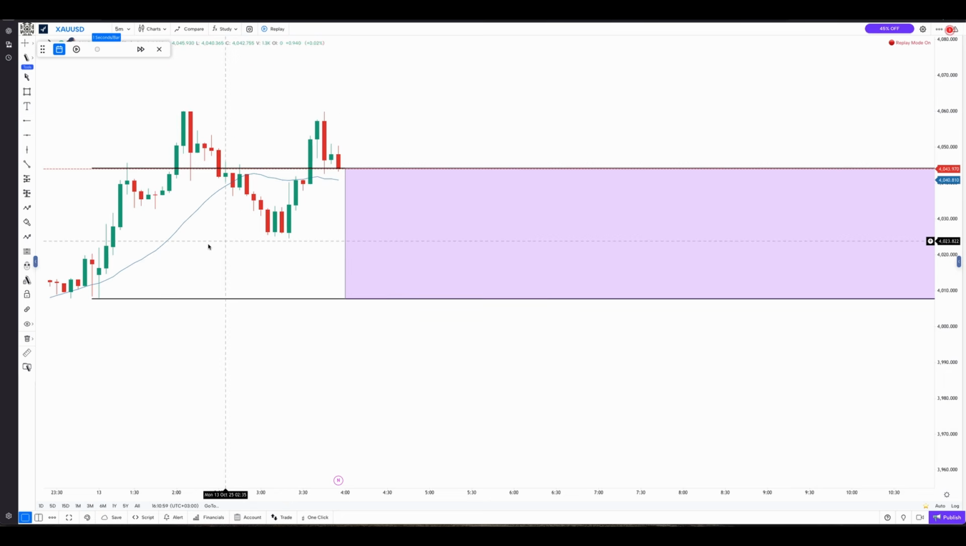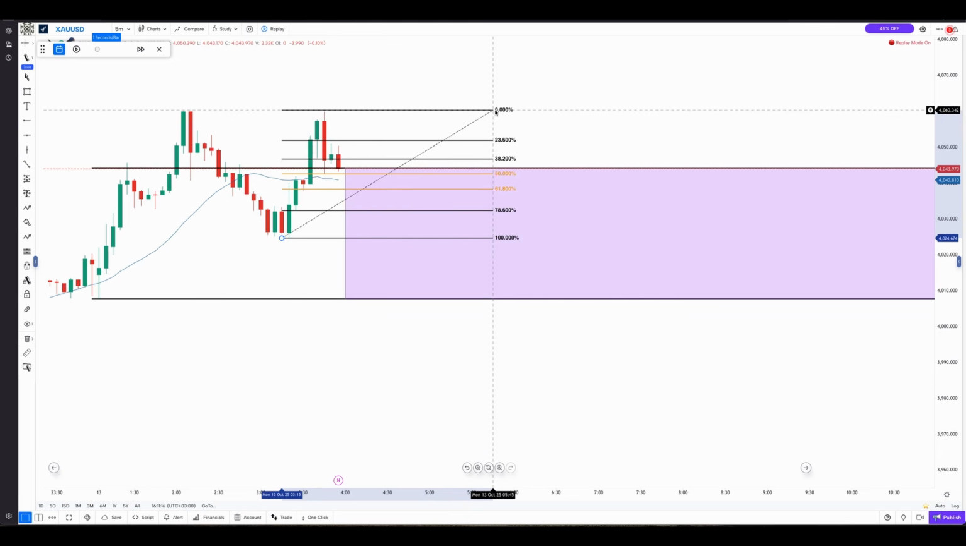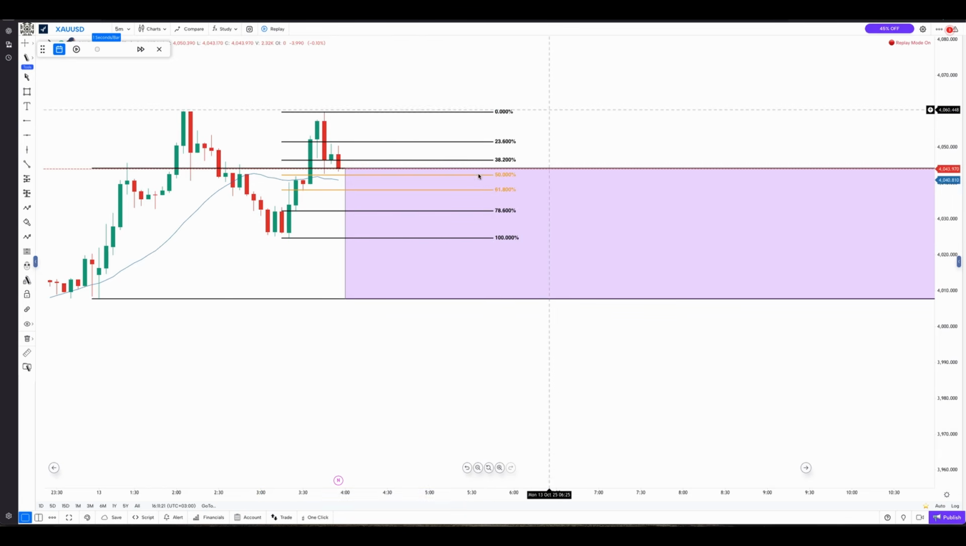Remember, in an uptrend, you draw from the most recent significant low to the most recent significant high to measure the retracement. So in this case, I want to measure how much the market is going to retrace into this zone for me to get an entry. So I draw from this low to that high, and then project forward like this. You can see the golden zone is between the 50% and 61.8 Fibonacci.